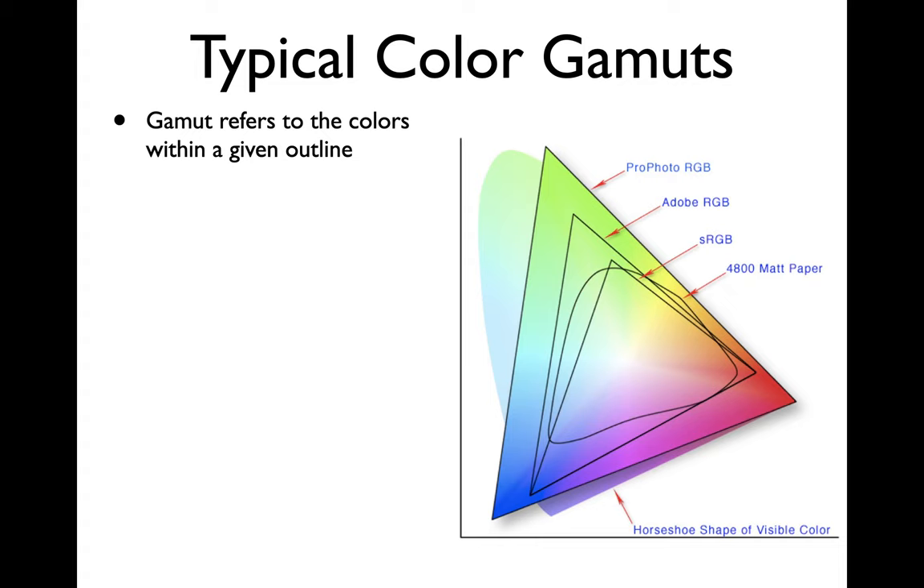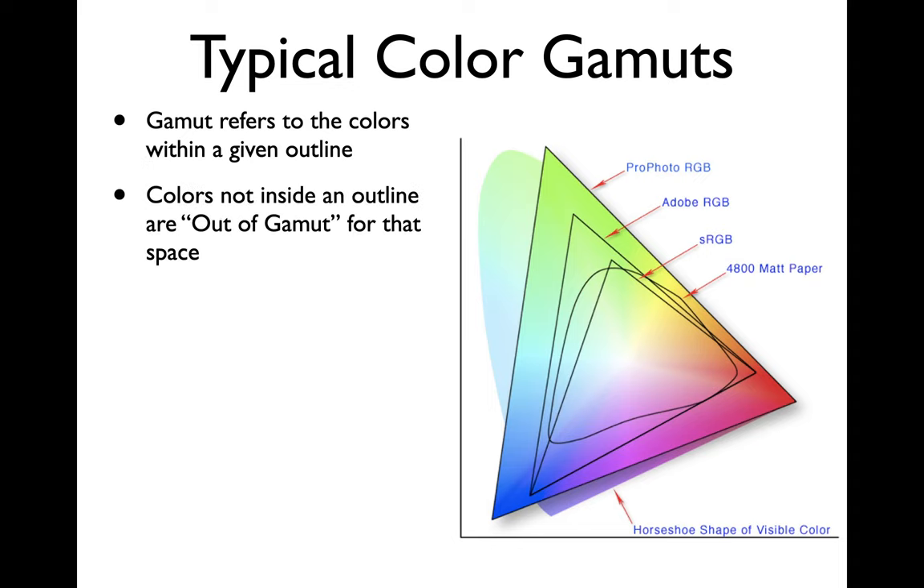I'm sure all of you have heard of out of gamut color. That's one of our biggest problems that we're going to try to deal with right now. Colors that are not inside of the outline are called out of gamut for that space. If you take a look at the Adobe RGB space right here, if I have a color up in here, it is not inside of the Adobe RGB space. It's considered out of gamut.